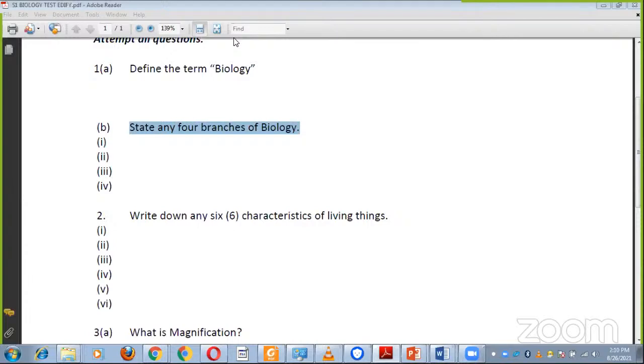Chirabo is saying cytology, taxonomy, entomology, physiology, microbiology, parasitology, mammalogy, pathology, histology, and then Navonje, ecology. Okay, there are quite many that we studied about.